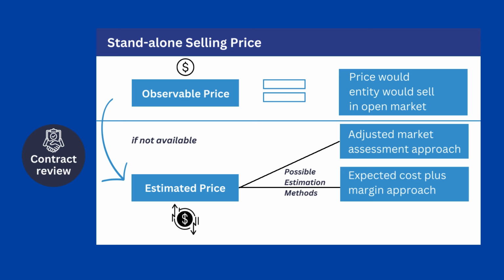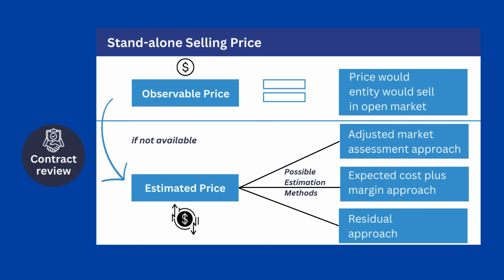The last approach is very similar to 605. If I have 2 products or services, and I know the price of one as a standalone, and I know the total price of the bundle, I can use logical math to say, okay, total less the price of one is equal to that residual amount, and I can use that as my estimate.